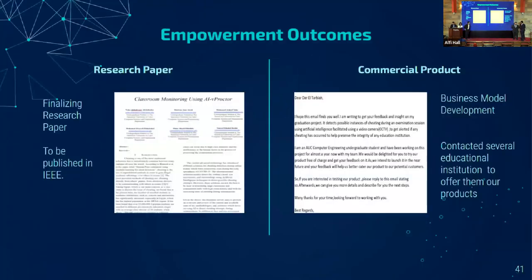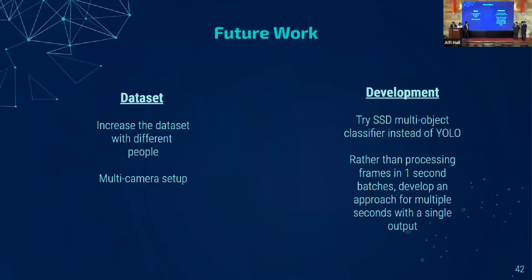Thank you, Muhammad. For now, we're finalizing the research paper. Our main goal is to publish it in one of the IEEE venues. We're still deciding which one, so we'll start the process once we finish it. As a commercial product, we're also finalizing the business model. We already contacted several educational institutions to offer our product. We believe our main limitation is the data set, so we need to increase its size with multiple camera setups and various participants. We also need to get real data from schools instead of collecting it ourselves.